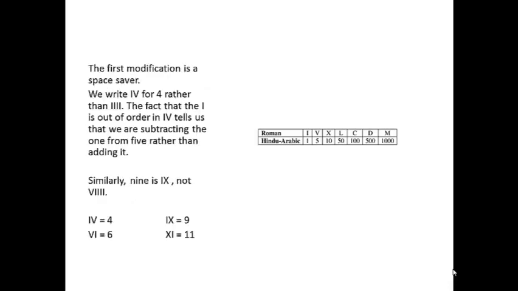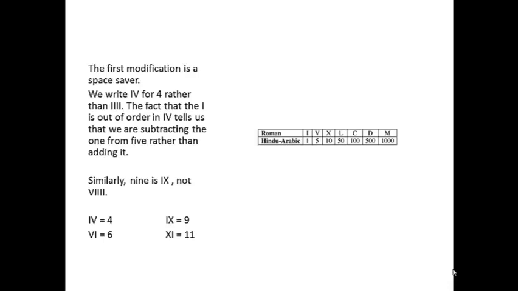The first modification is a space saver. Rather than write 4 I's, IIII for 4, we'll write the symbol IV. Now, because I precedes the V, that's out of order. The I being a 1, V being a 5, the I should follow the V. Because it precedes the V, it tells us that we're subtracting the 1 from the 5 for a 4.